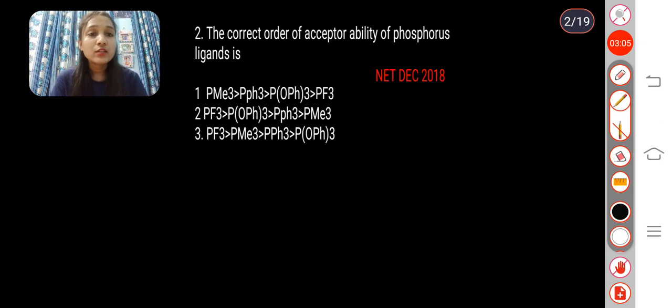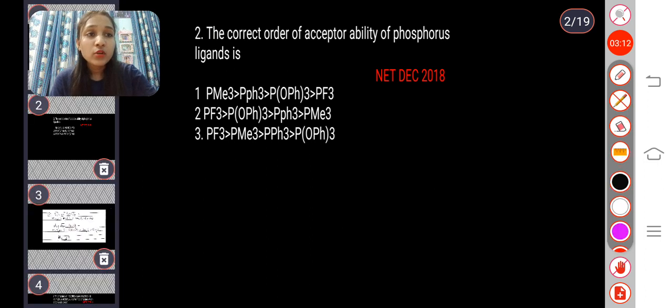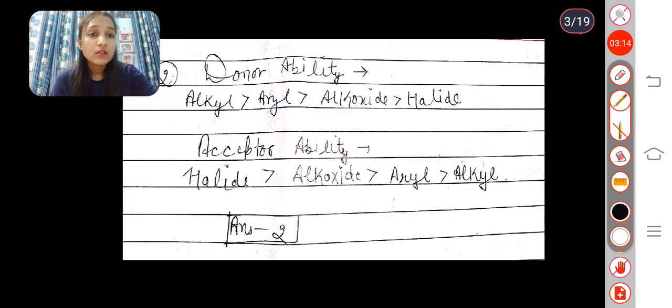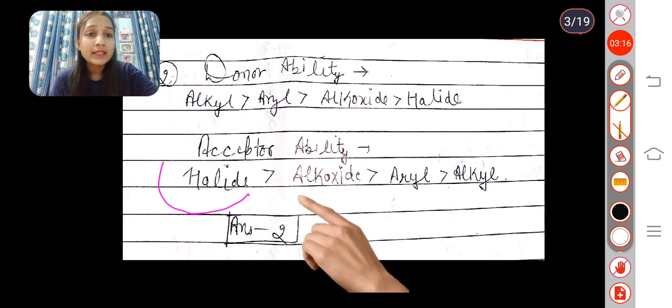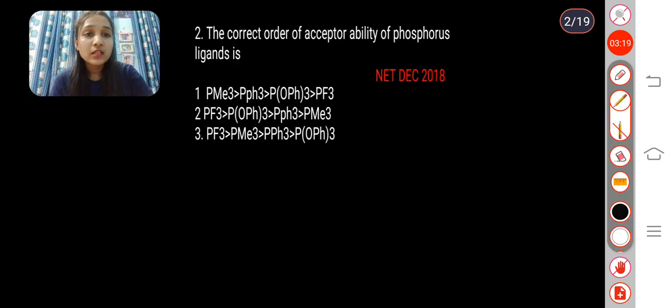And in the question they are talking about acceptor ability. So what is the order for acceptor ability? At first we have halide, then alkoxide. Now see the options. In the second and third options we have halide first, and second we must have alkoxide. So basically after watching the series, we are left with only the second option, which is correct for the acceptor ability of phosphorus ligands.